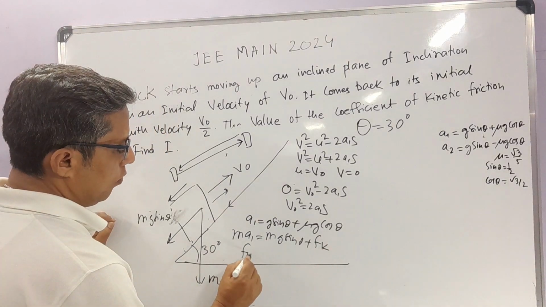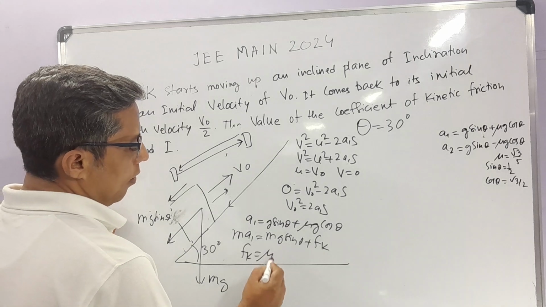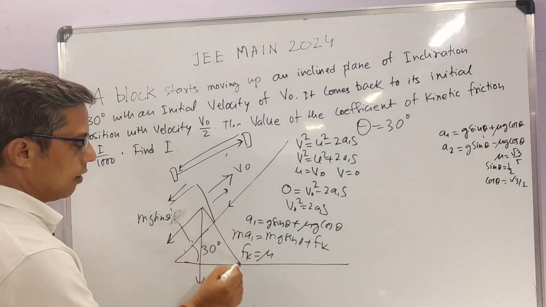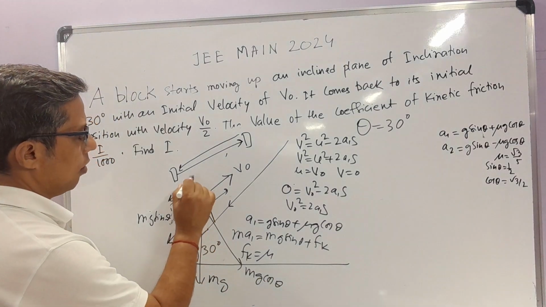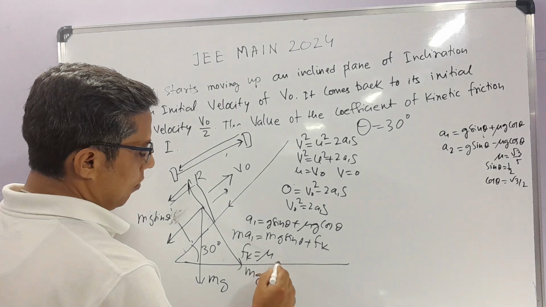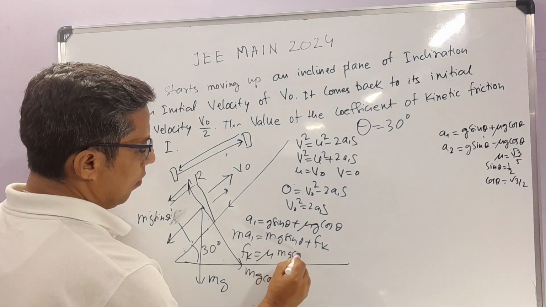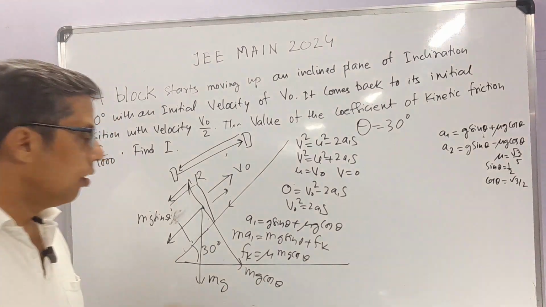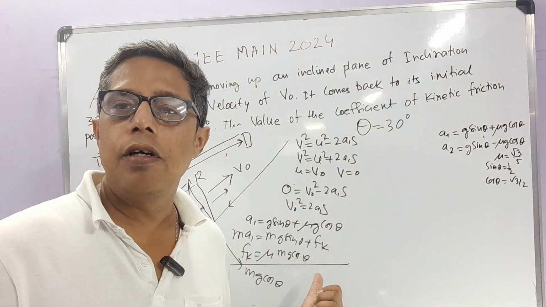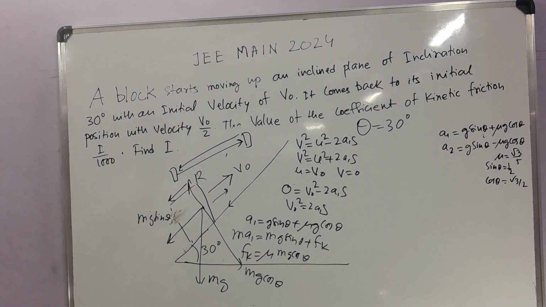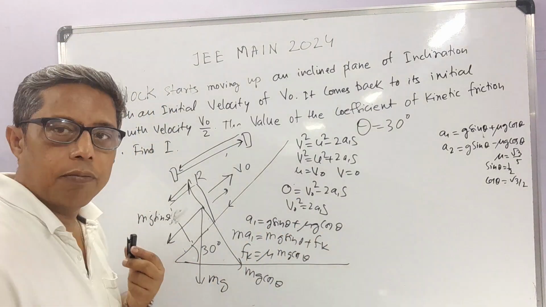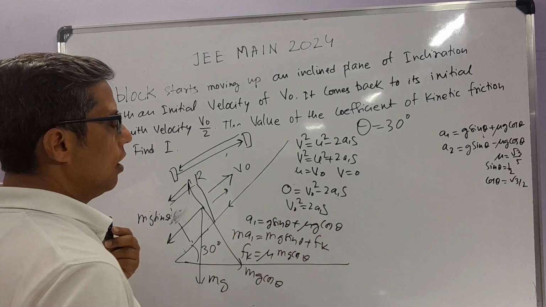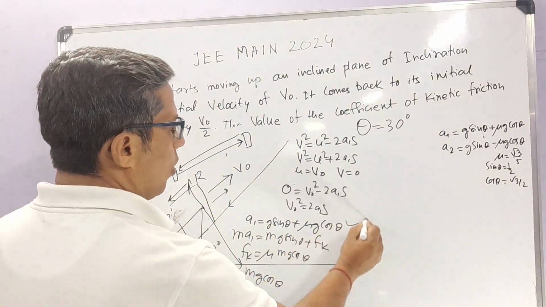So Fk is equal to mu R, right? Here R is the reaction force, and R is equal to mg cos theta. These are the very basic concepts which you will have to carry over, right? If you look at it carefully, you will get this. This is the basic concept you have to be clear about. So you got the acceleration equation for the upward motion.